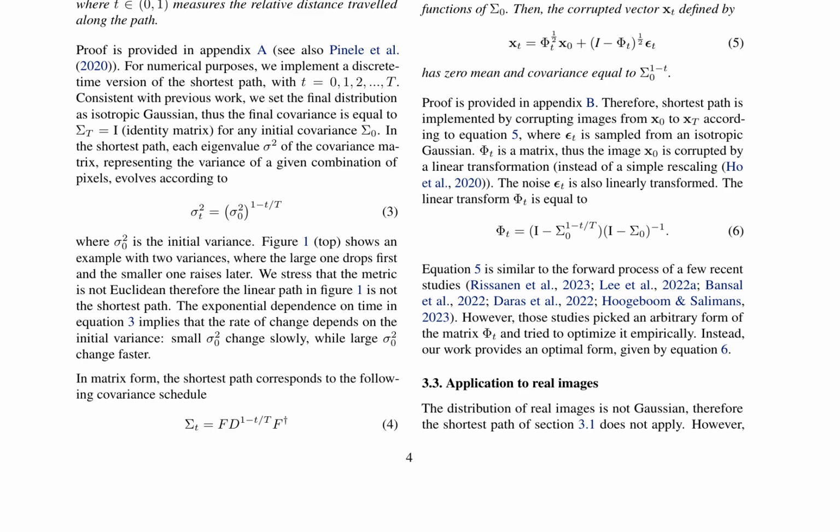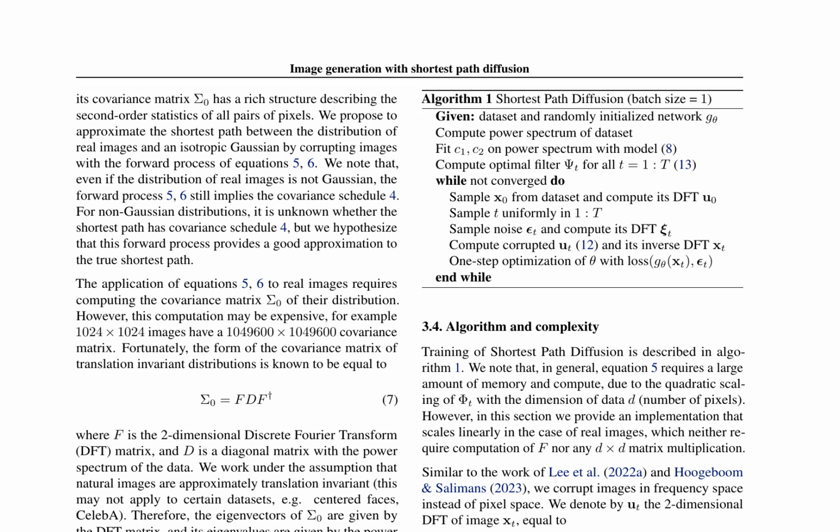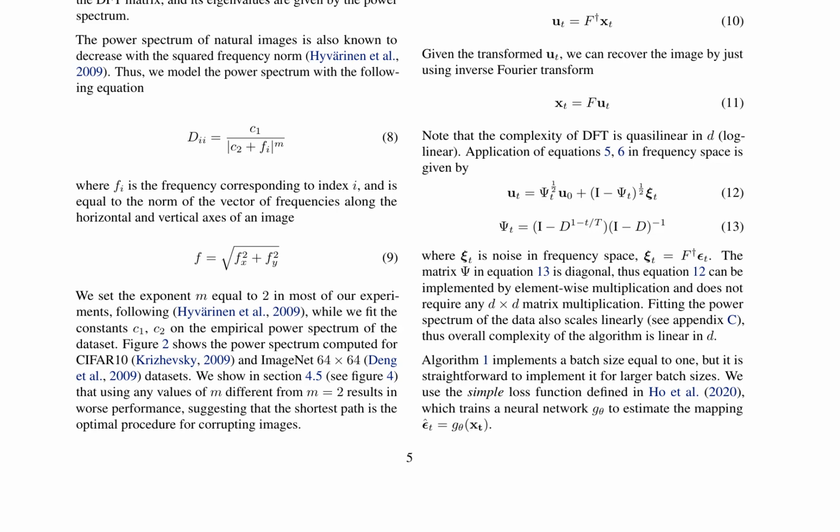variance scheduling. The research paper discusses an image generation method using shortest path diffusion, SPD, which involves corrupting images with a forward process to approximate the shortest path between the distribution of real images and an isotropic Gaussian. The authors propose an efficient algorithm for SPD, which scales linearly with the dimension of the data.